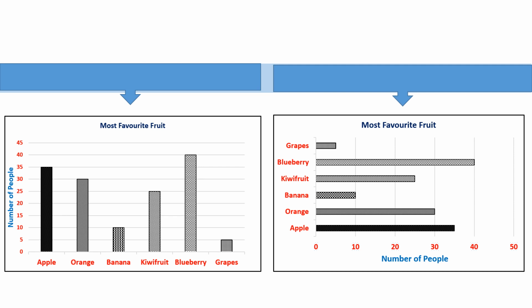Whereas in the horizontal bar chart, it is opposite. The numbers are displayed differently and the names of the fruits are displayed differently. The data is the same, the amount is the same, the keywords are the same, you have the same title. The only thing is the display of bars in each of them.